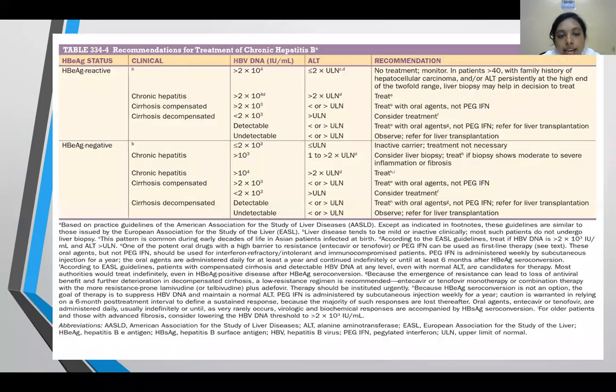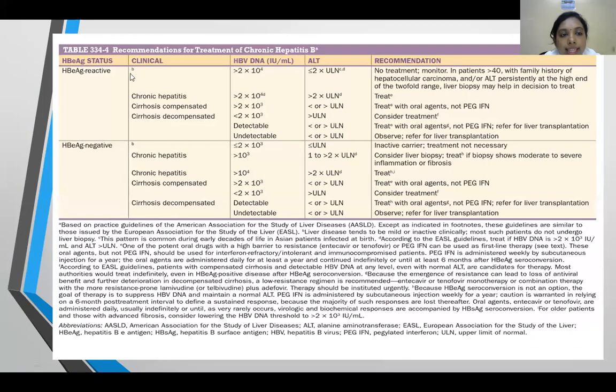This slide, the next slide, shows you the treatment recommendations. I have kept it for your knowledge, but there is no need to remember much. In HBeAg reactive cases, how you treat is based, as I told you, only on HBV DNA and alanine transaminase. Always remember that HBV DNA should be more than 2 into 10 to the power 3 international units per ml, or alanine transaminase more than 2 times the upper limit of normal. ULN means upper limit of normal.